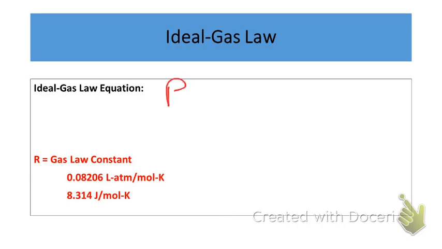It's simply PV equals nRT. Now, P is pressure, V is volume, n is the number of moles the gas has, T is the temperature that must be in Kelvin, and R is known as the gas law constant. Now I want to reiterate that the temperature needs to be in Kelvin. So if they give you Celsius, you need to convert the temperature to Kelvin in order to use the ideal gas law.